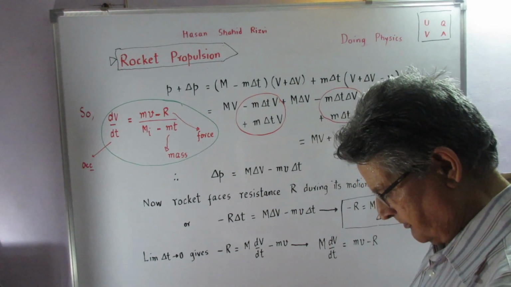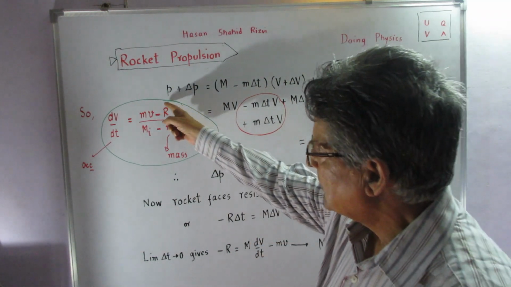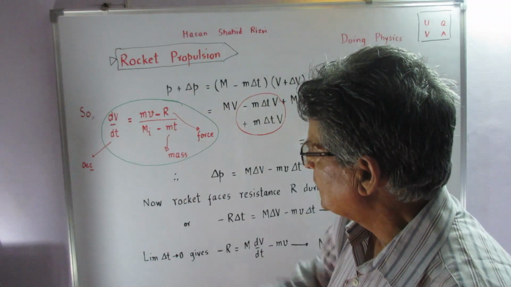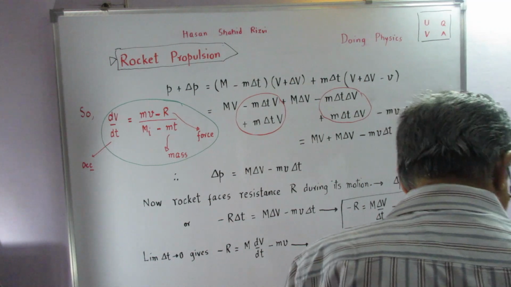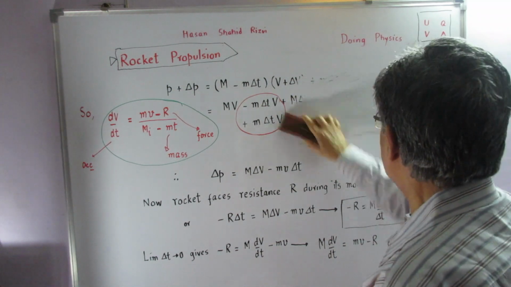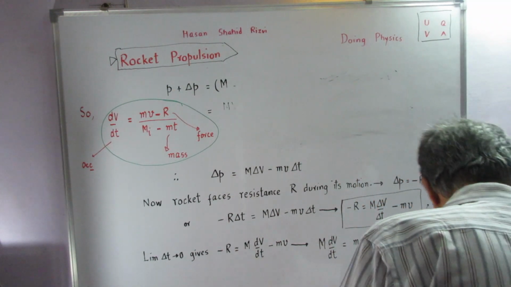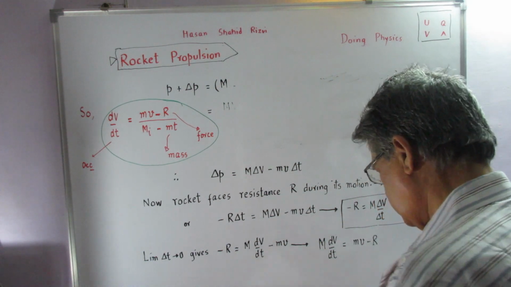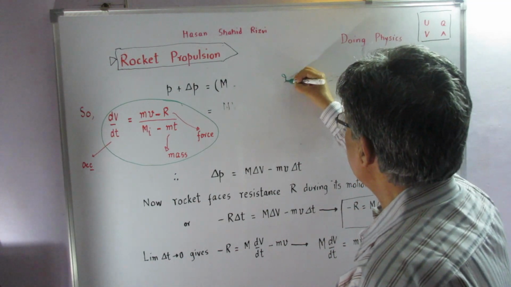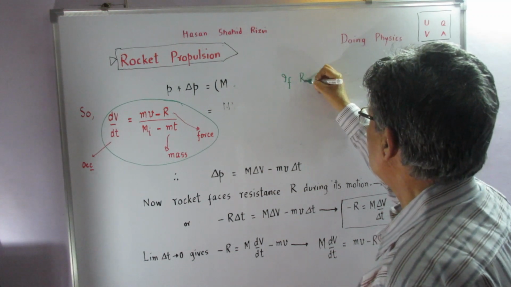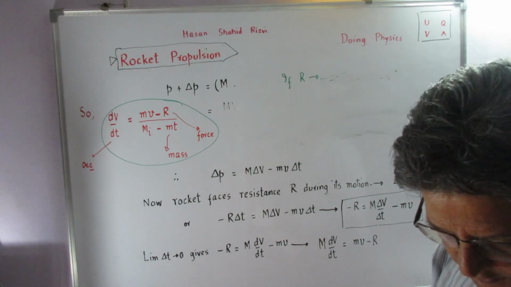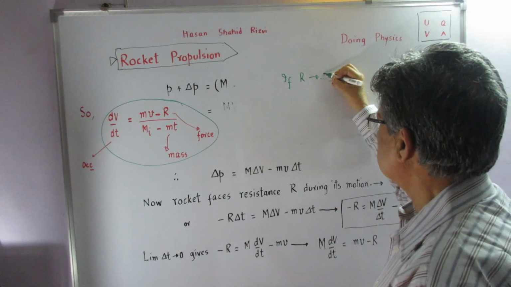So it may happen that r may turn out to be equal to 0, and in that case this dv/dt becomes equal to mv upon mi delta t. So I can write it here, making use of this space: if r goes to 0, the acceleration dv/dt, if r becomes very small, like in the outer space where there is nothing to do that, r tends to 0.